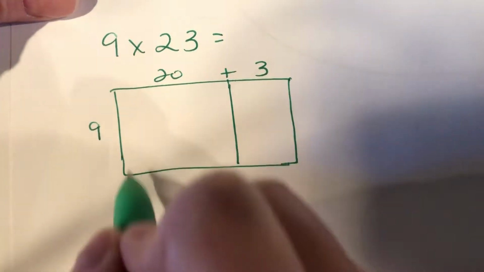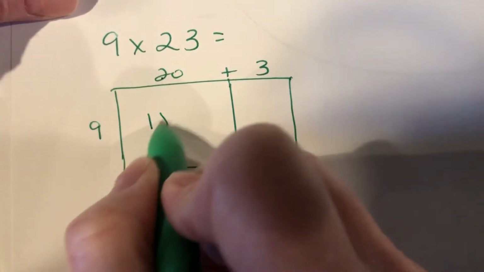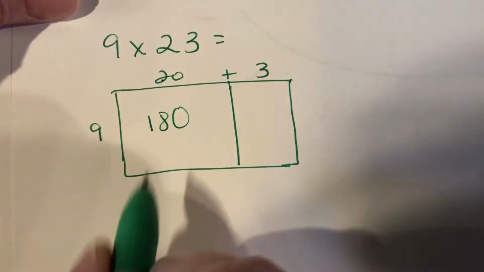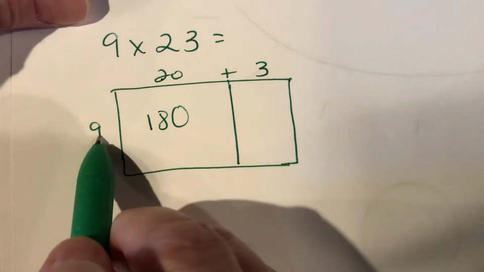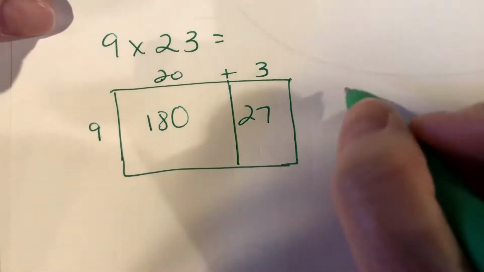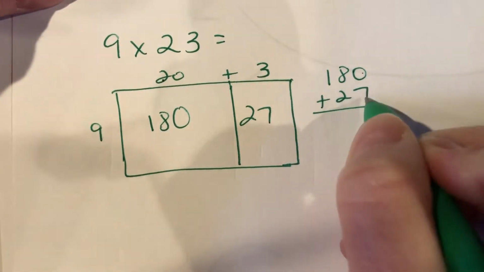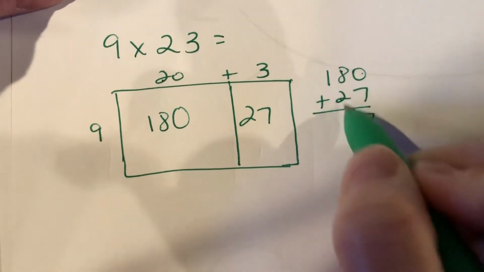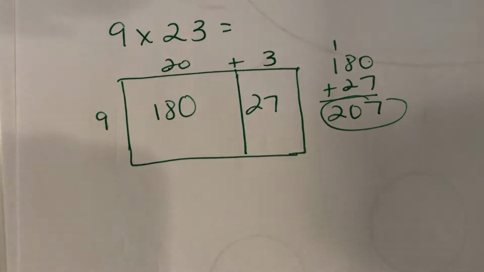All right, so 9 times 20, we learned to do 9 times 20, we could do 9 times 2, which is 18, and then there's that 0. So if 9 times 2 is 18, 9 times 20 would be 180. And then 9 times 3 is 27. So to find the answer to the whole thing, I would take 180 plus 27. 0 plus 7 is 7. 8 plus 2 is 10, carry my 1, 1 plus 1 is 2. So 207 is what you should have.